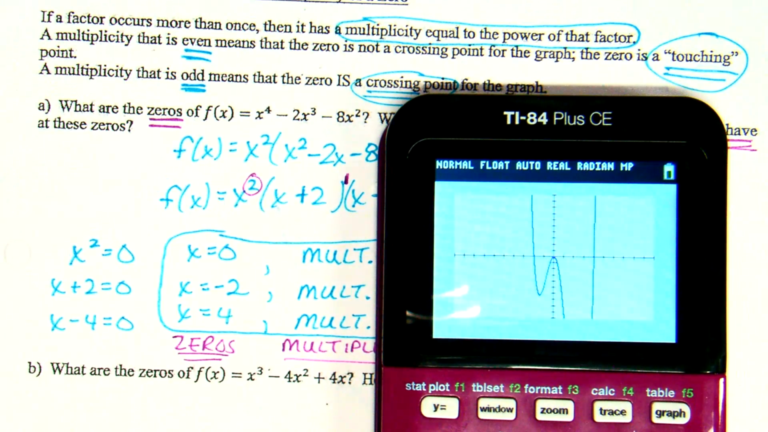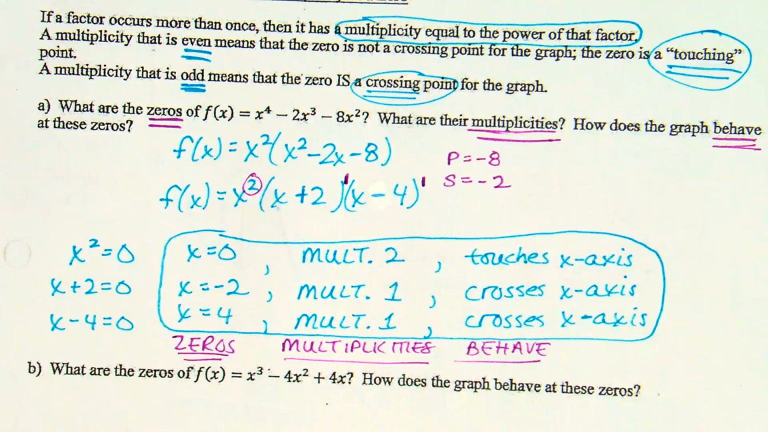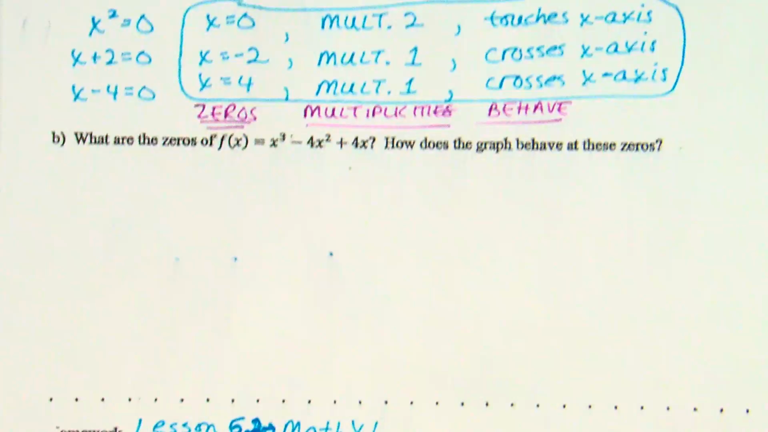Okay? So, if you didn't get 5-1 done, make sure you go back and get 5-1 done. And then, for tomorrow, 5-2, please.